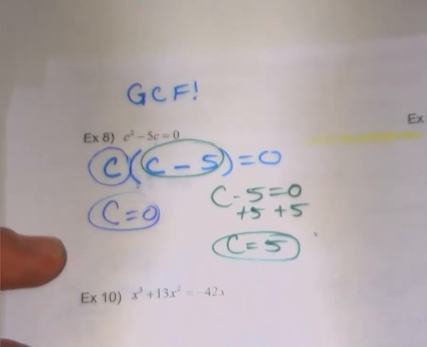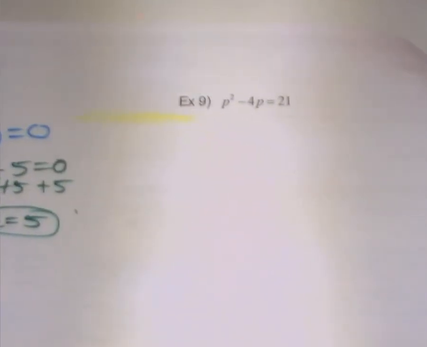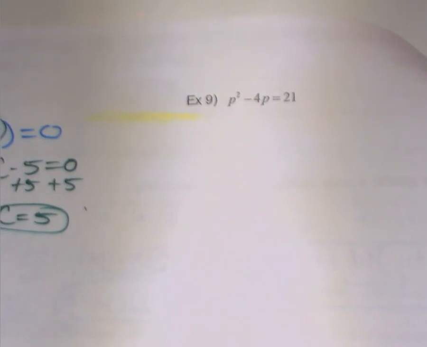Any questions? Griff, you're all right, bud? All right, let's take a look at number 9. I got P squared minus 4P equals 21.